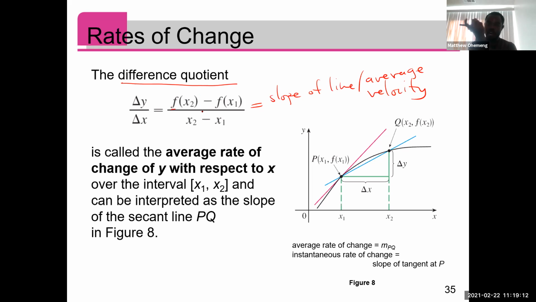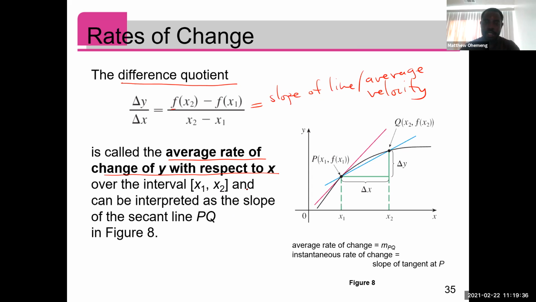where you have the change in y over change in x. That is called the difference quotient. So the difference quotient is called the average rate of what? Change of y with respect to x. That's why when f is a position function, this is called average velocity. So it's an average rate of change. So in general, it's called an average rate of change over the interval x1 to x2.